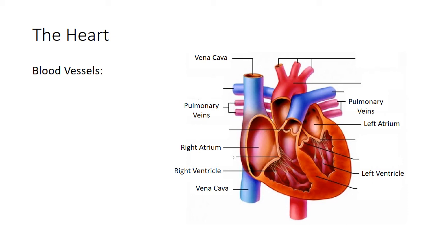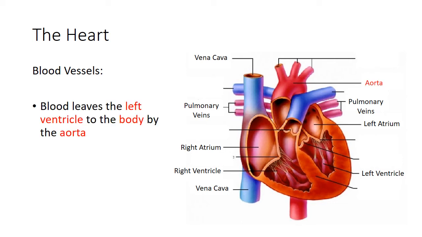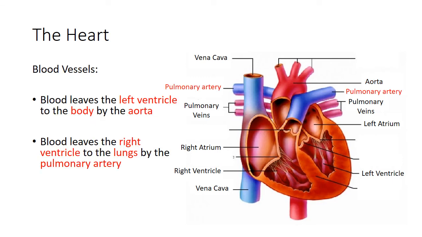How does the blood leave the heart? So we know that the pulmonary veins and the vena cava bring blood to the heart. Blood leaves the left ventricle to the body by the aorta. The aorta is the biggest blood vessel in the body. Blood leaves the right ventricle to the lungs by the pulmonary artery. Pulmonary means lungs.